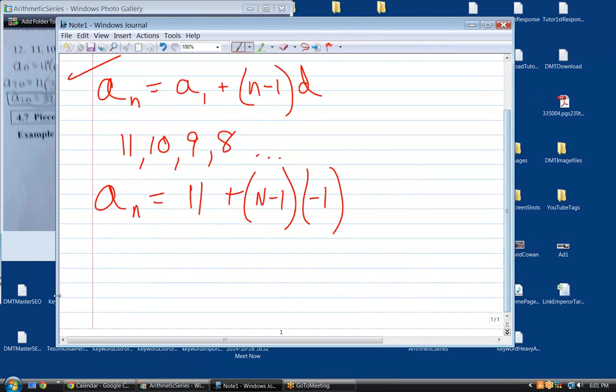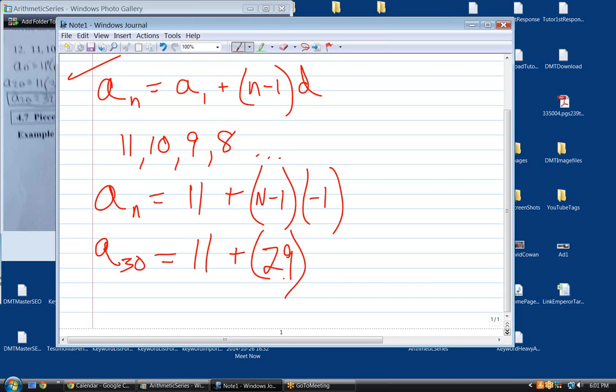So a of 30, that n is the same as that n. Whenever they say a sub some number, I'm just going to plug it directly into this. So that's equal to 11 plus, and here you made a mistake of writing 30. What should it be? It's 30 minus 1. So it's 29. It's always n minus 1.